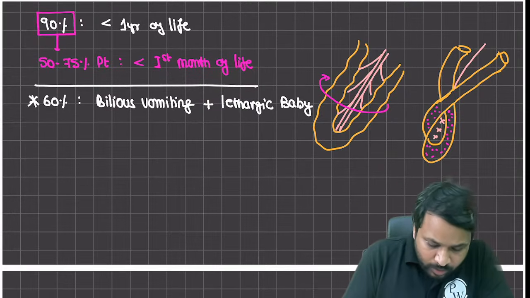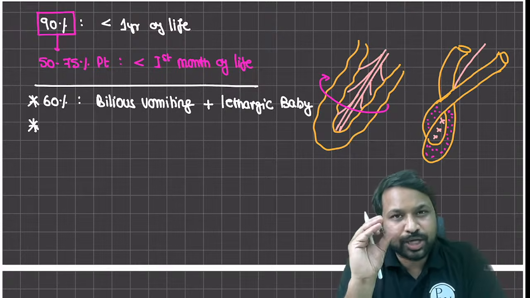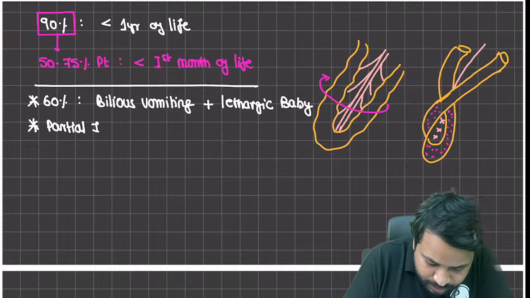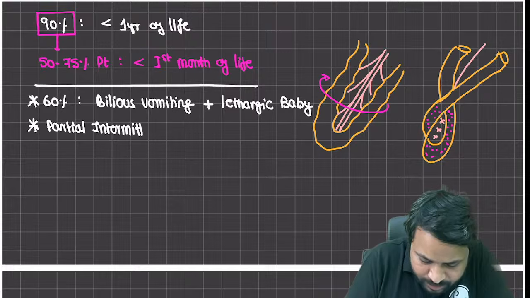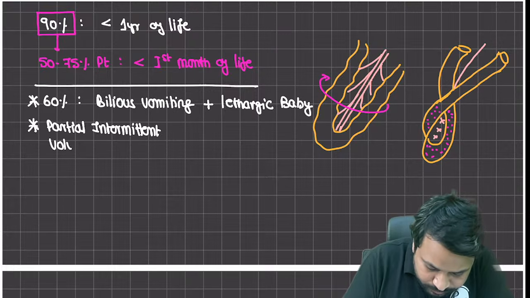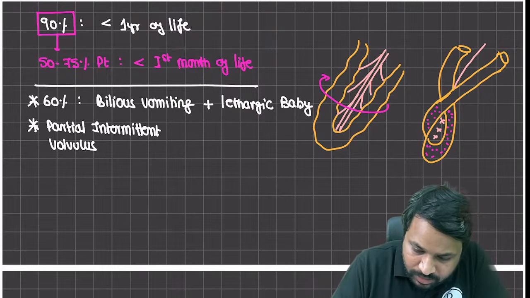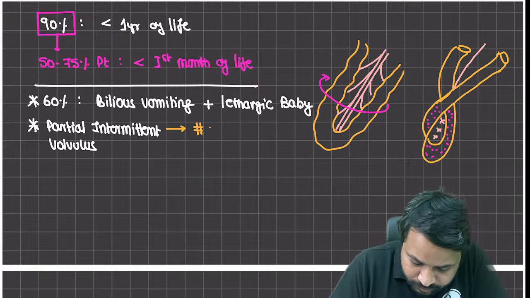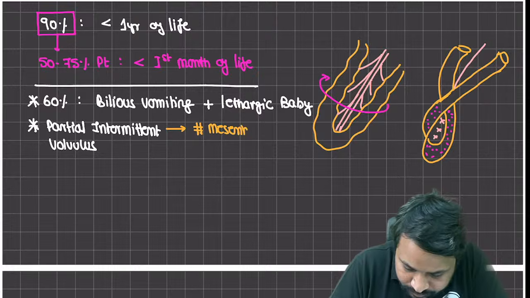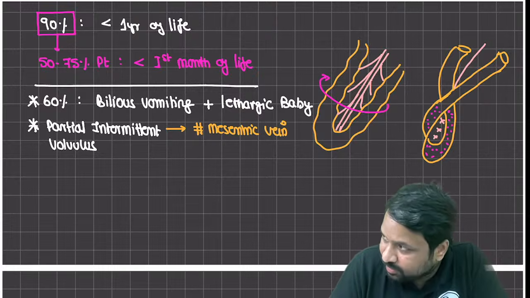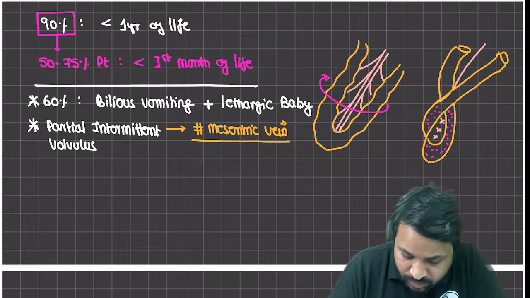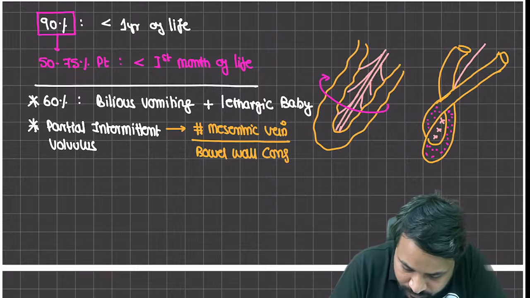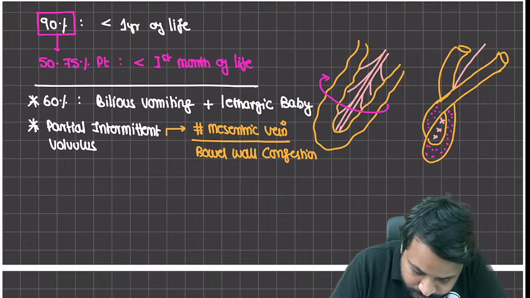Now, what is going to happen is that these volvulus, when they rotate, can rotate partially or completely. Because of partial intermittent, that means on and off volvulus, what is it going to result in? Because of this partial intermittent volvulus, it will cause obstruction of the mesenteric vein, and this obstruction of the mesenteric vein will result in bowel wall congestion.